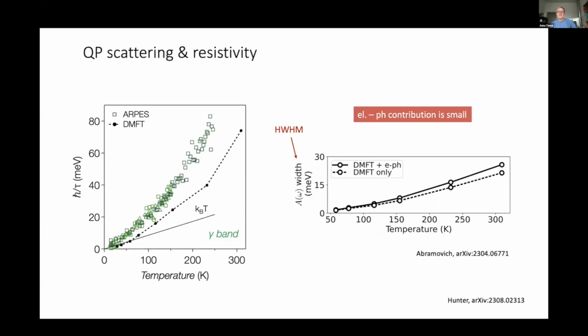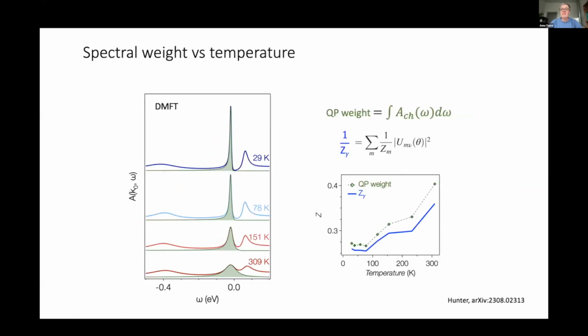Okay, so at this point we were kind of happy because we had some understanding of how Z goes with temperature, but we were still wondering whether there is a fundamental issue between calculating Z from the mass enhancement or extracting Z from the coherent part of the spectrum. And so we did this.